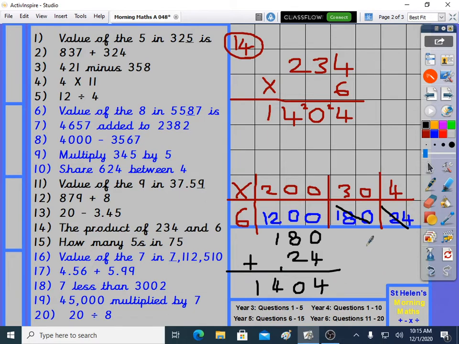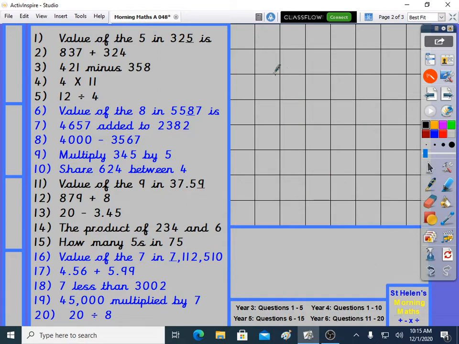And we do, 1,404. So 2 methods, so I'm happy that's right. And we can do question 15. You could almost sing your way to question 15. You run out of 5 times table, but you still could, couldn't you?